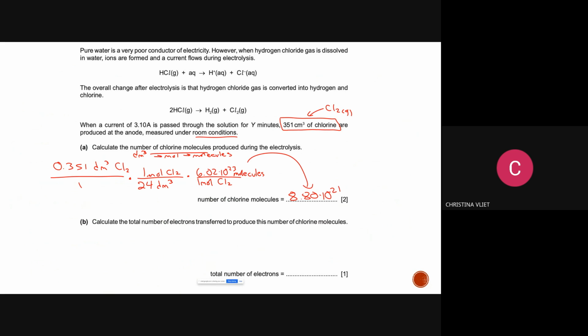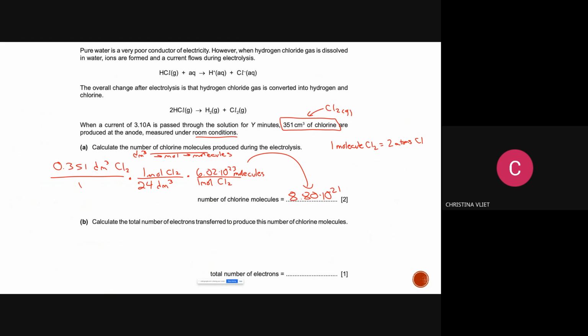Between atoms and molecules, there sure are differences. I know you're so excited to work with that. It's 1 molecule Cl2 equals 2 atoms Cl. So if you were asked for atoms, you would have to take that number and multiply by 2. Okay, that's not the question.